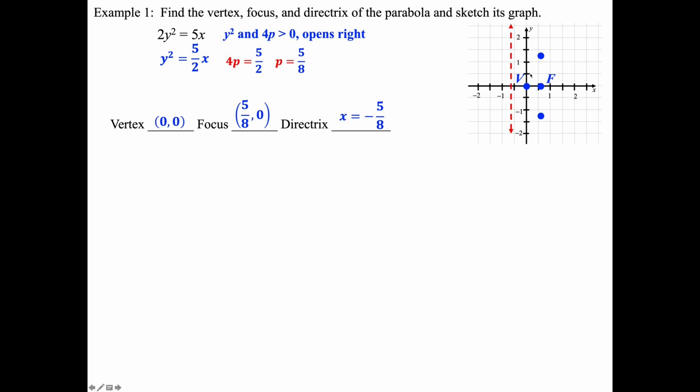All right, and my directrix line will be 5/8 going in the opposite direction of the vertex from the focus, and that's going to be a vertical line here because we're opening to the right, so that's x, not y, but x equals negative 5/8. This must be the equation of a line. You must have an equal sign here, whether it's x or y, depending on if it's vertical or horizontal. So I draw my parabola and we're done.